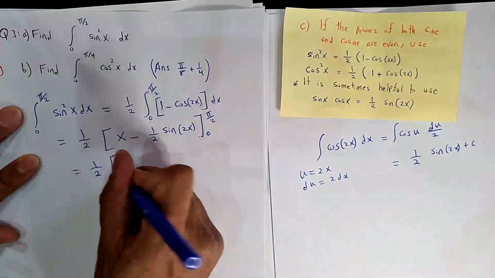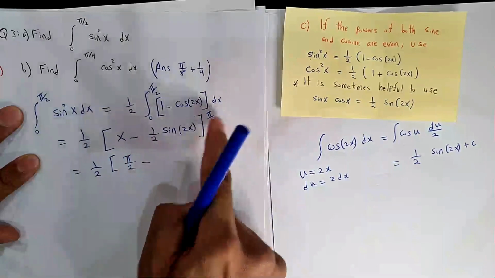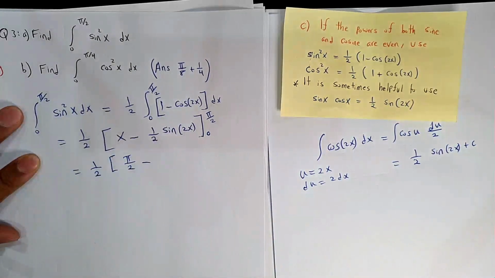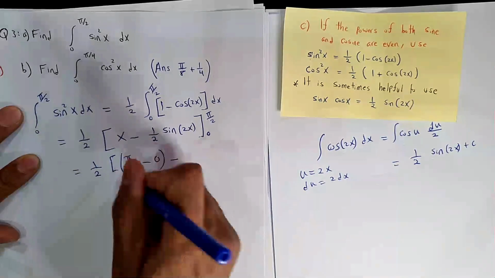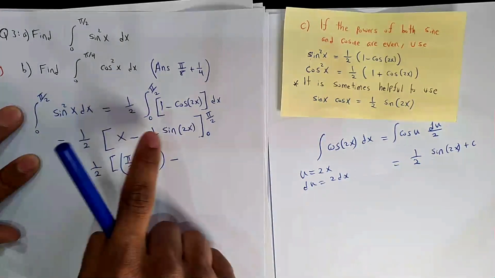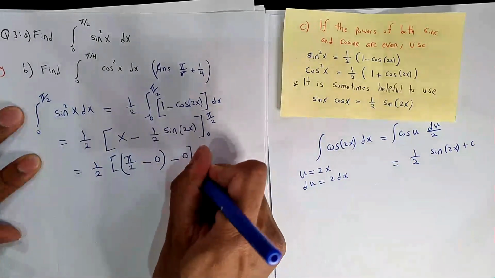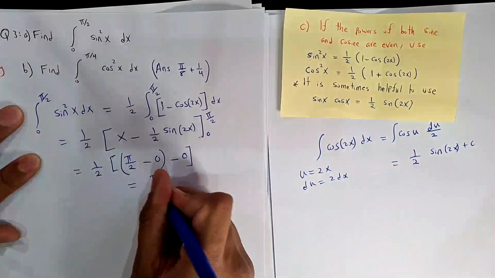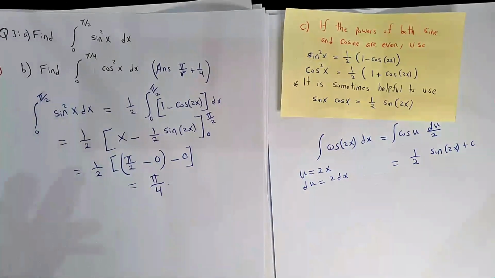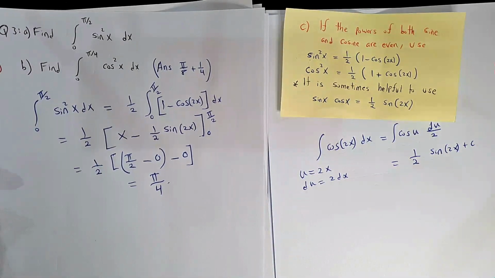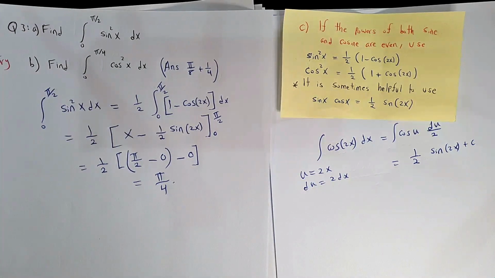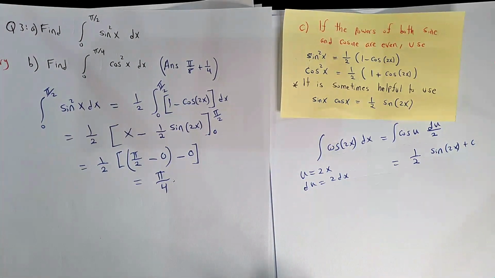Plug pi over 2 here, you will get pi over 2. Minus, plug pi over 2 here, you will get sine pi, and that is 0. And do not forget to substitute by 0. Here you will get 0, and sine 0 is another nice 0. If you simplify these, you will get pi over 4. Now I will give you 1 minute to evaluate this or tell me what the changes are.